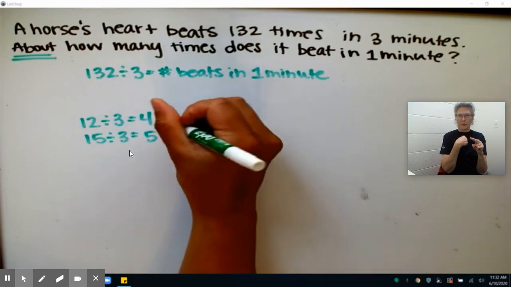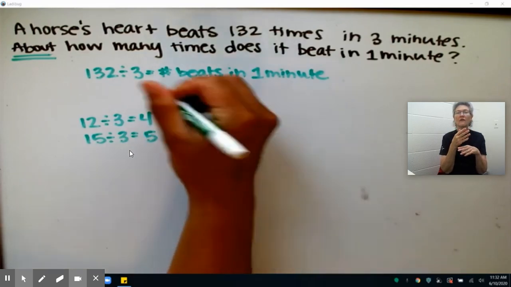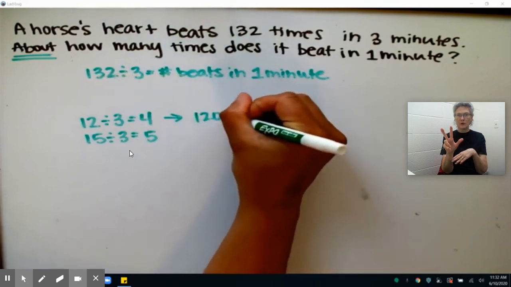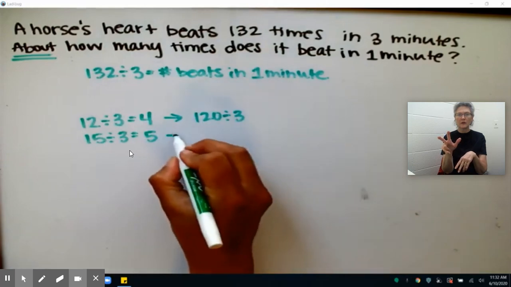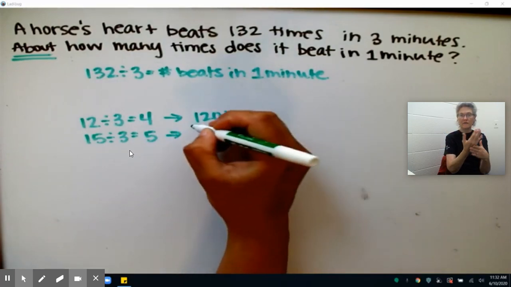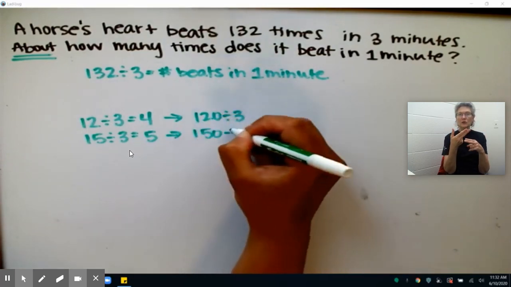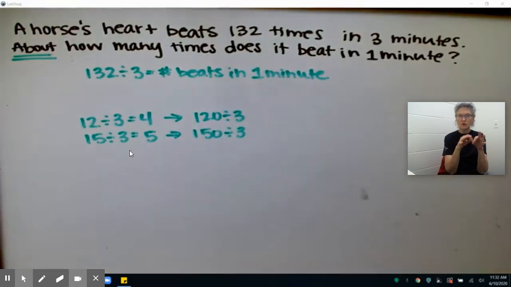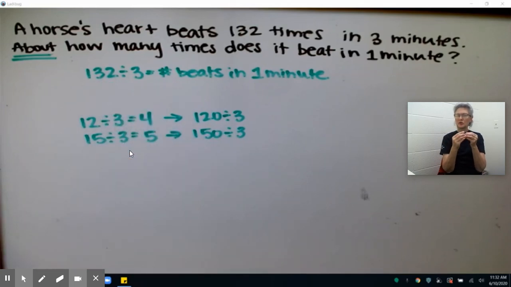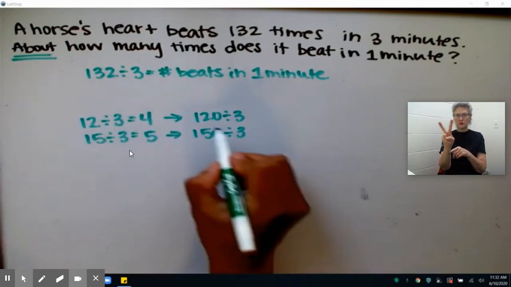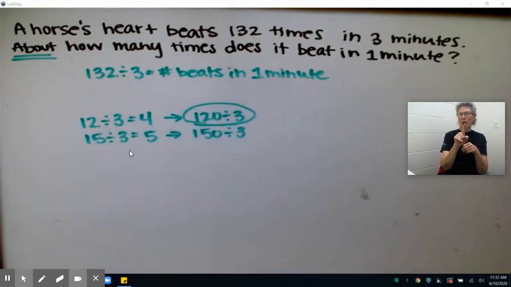I know that I could use the basic fact of 12 divided by 3, and I could change that to 120 divided by 3. And for my basic fact of 15 divided by 3, I could use my place value strategy to change that to 150 divided by 3. I want to use whichever number is closer to 132, and in this case, that would be 120 divided by 3.